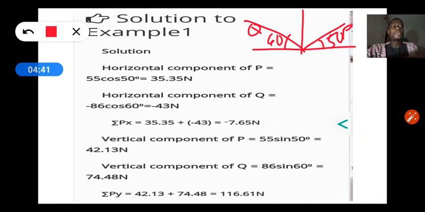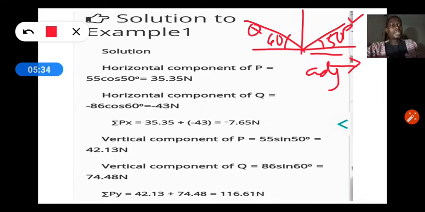Now what will I be doing here? I'm going to resolve force P to the horizontal first, then I will also resolve force Q to the horizontal. How do we do that? What we are simply applying is SOHCAHTOA. To resolve force P to the horizontal, this side becomes my adjacent side, and the P will always serve as my hypotenuse. That means it's going to be cosine. So to resolve P, I'm going to have 55 cos 50 degrees.